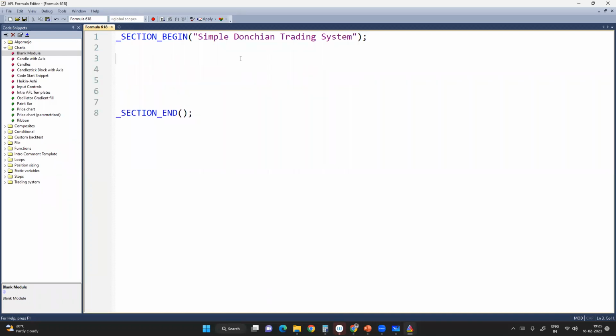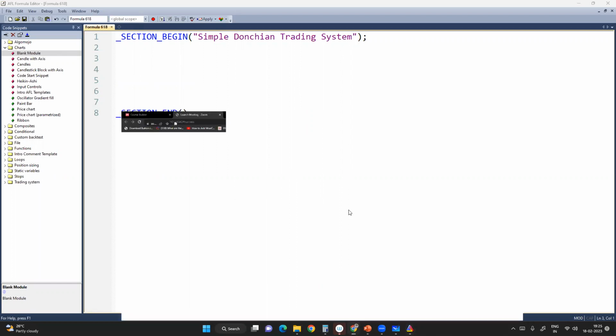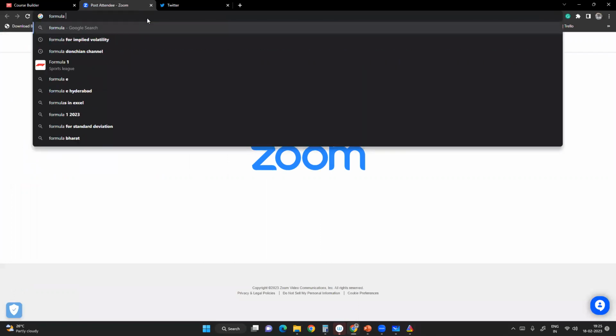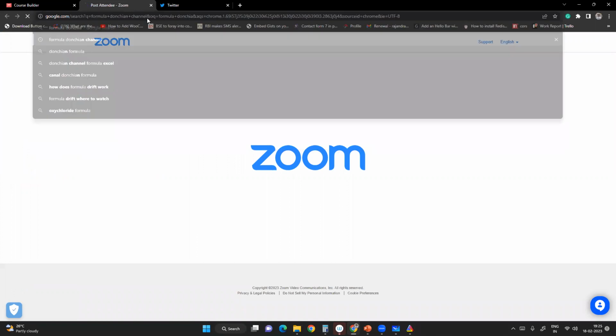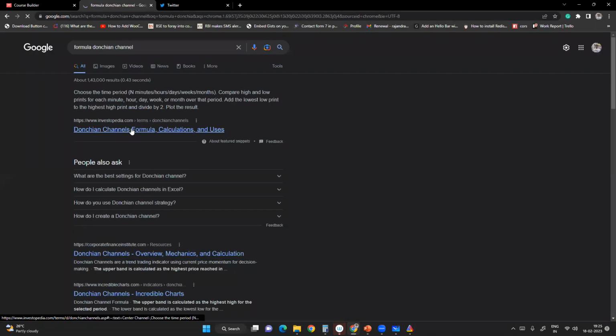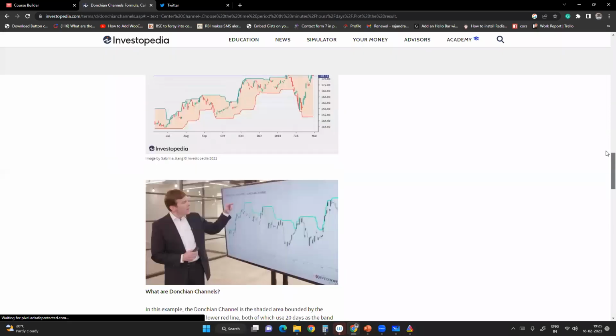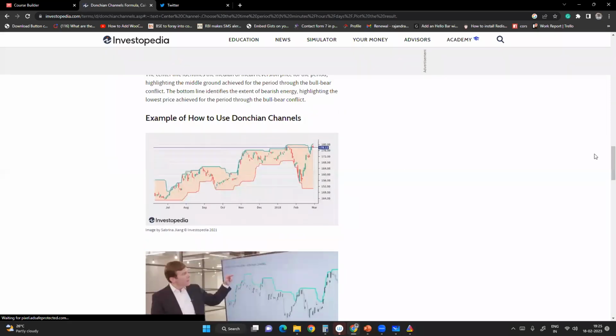Then I'm going to go to the internet and get the Donchian trading system. A simple Donchian breakout trading system is what I'm going to create. So let's go to the internet and try to understand the formula for the Donchian channel and get its calculations. It's a very simple calculation. You can see this is how the Donchian channel looks.